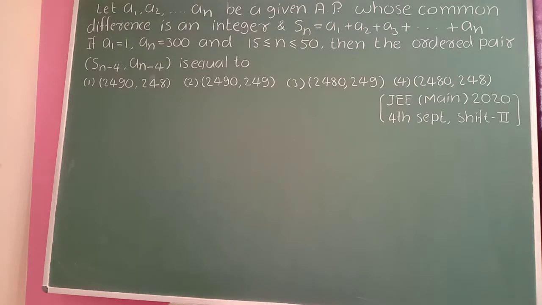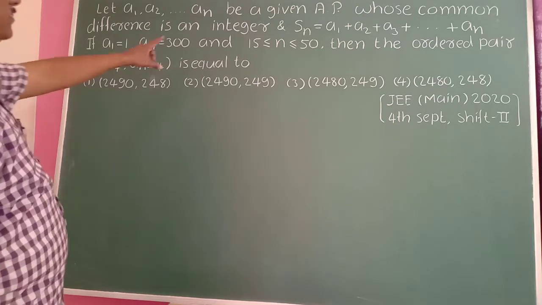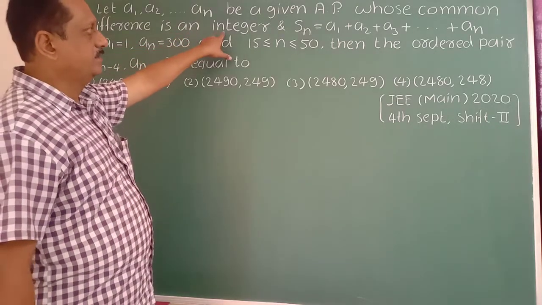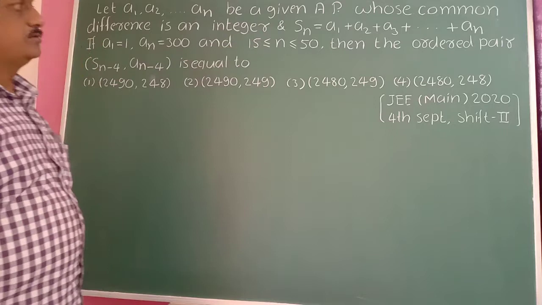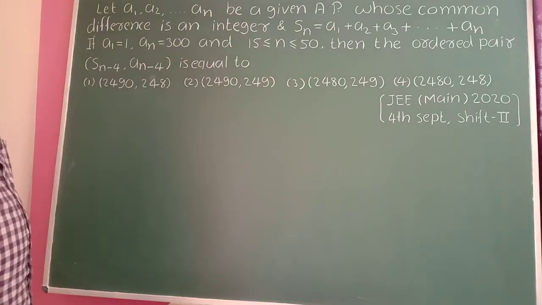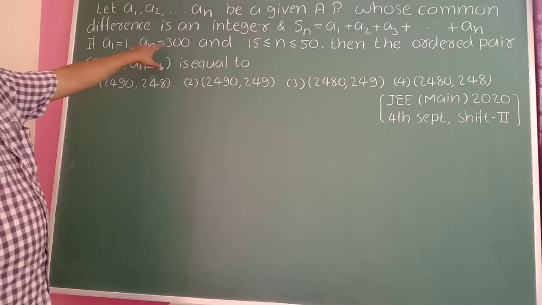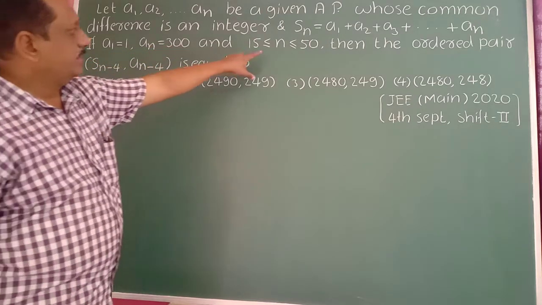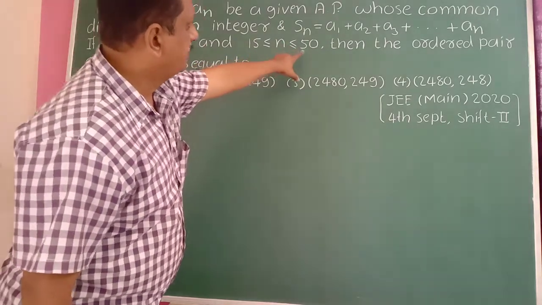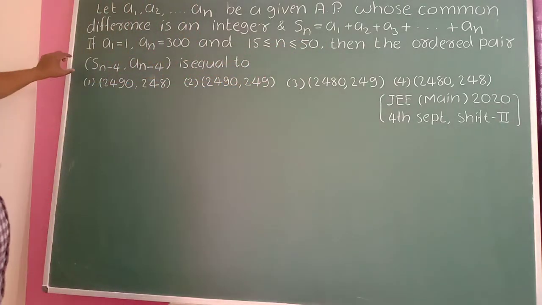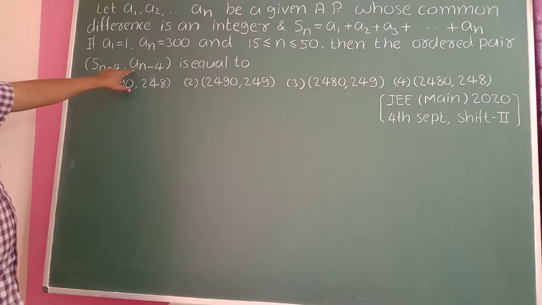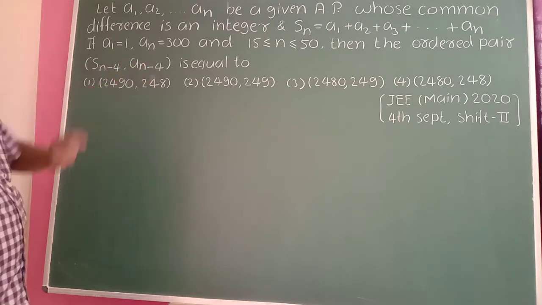Let A1, A2, A3, ..., An be given AP because the common difference is an integer, and Sn is equal to A1 plus A2 plus A3 ... An. If A1 is equal to 1, An is equal to 300 and n is in between 15 and 50, then the ordered pair Sn minus 4 comma An minus 4 is equal to, 4 options are there.